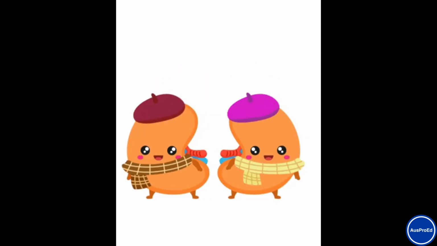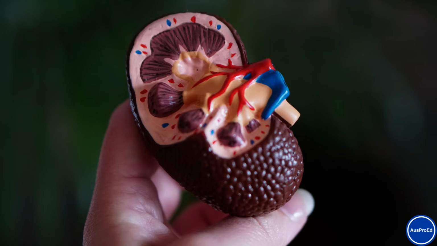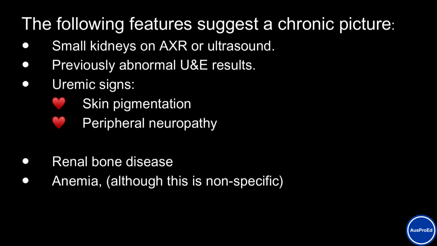If there is doubt, it's safer to assume that the patient has acute renal failure rather than chronic until proven otherwise. The following features suggest a chronic picture. For example, small kidneys on abdominal X-ray or ultrasound, previously abnormal renal function results, uremic signs. Uremic signs are things like skin pigmentation, peripheral neuropathy, renal bone disease, or anemia.